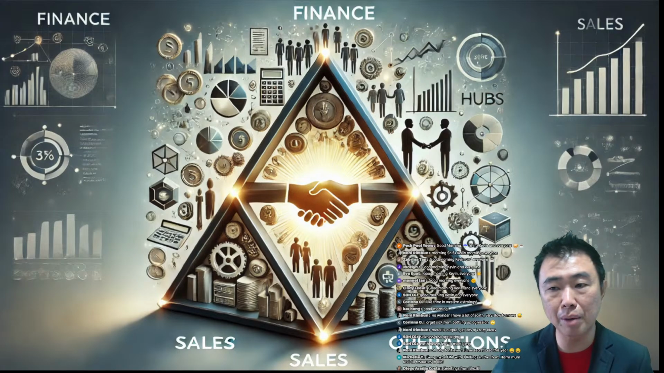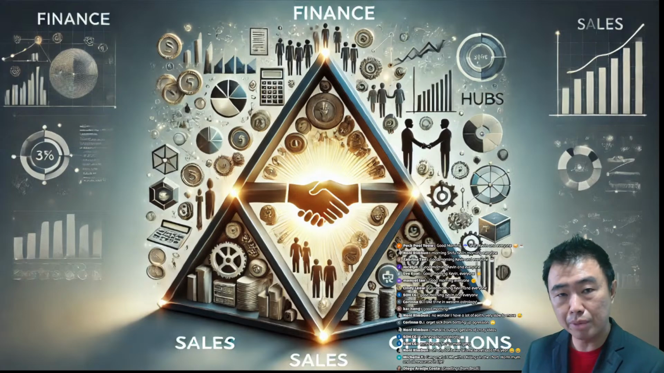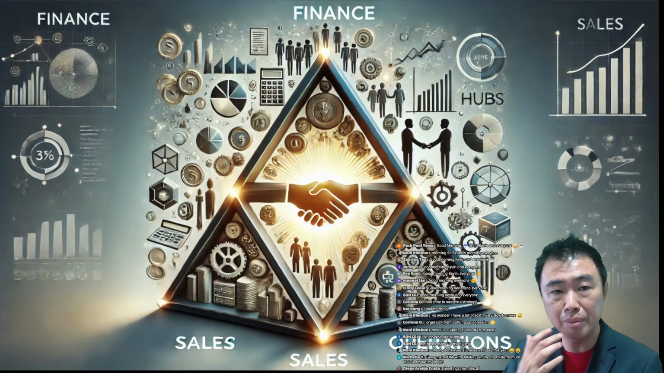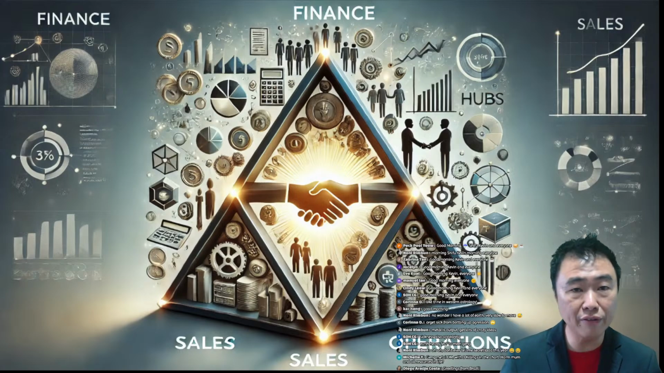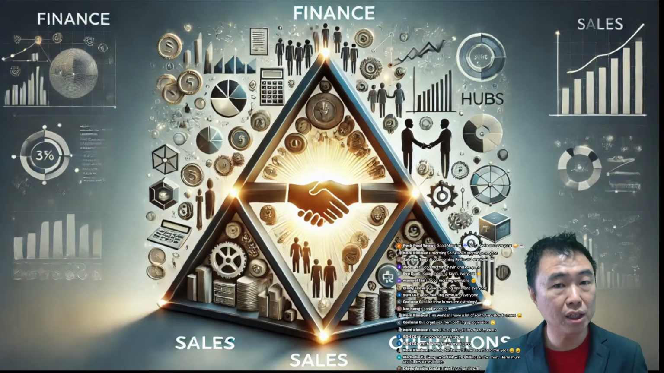The finance department won't have money if the sales department doesn't bring in the sales. Operation won't have money to buy if finance department doesn't grow. And sales doesn't have anything to sell if operation department doesn't produce. So these three departments need to work in unison.